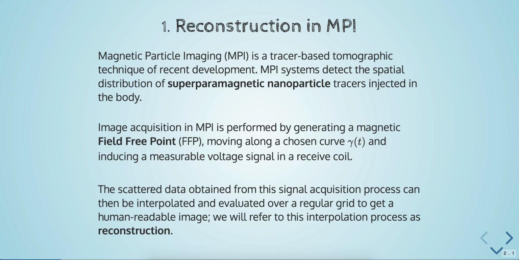Now we obtain scattered data and we can simply interpolate it over a regular grid to get a human readable image. And from now on we will refer to this interpolation process as reconstruction. So reconstruction is an interpolation from the scattered data we obtain in MPI to a regular grid, a simple image that you can read in everyday life.